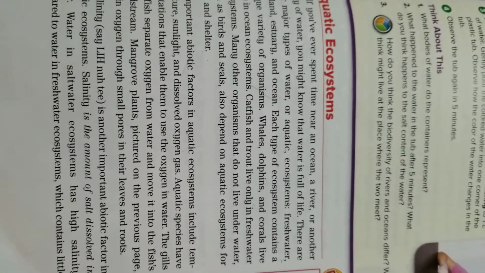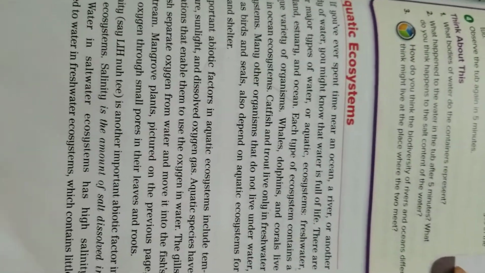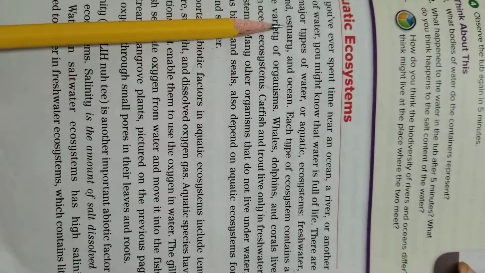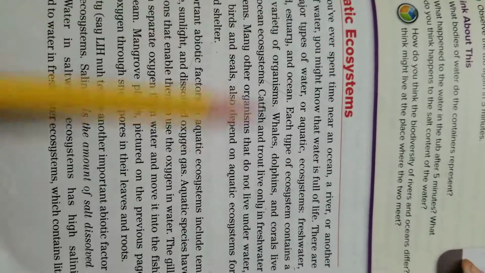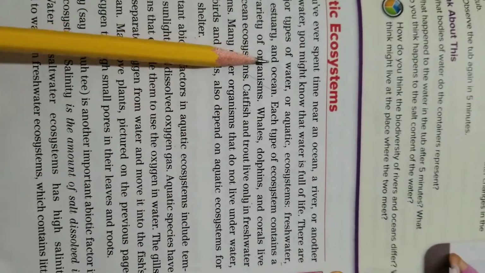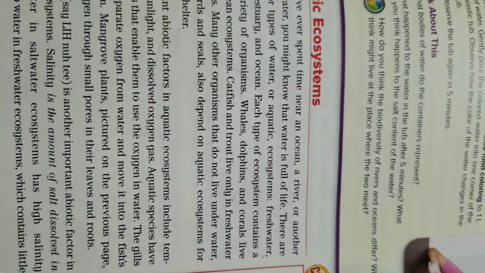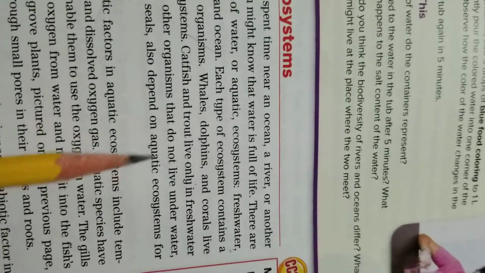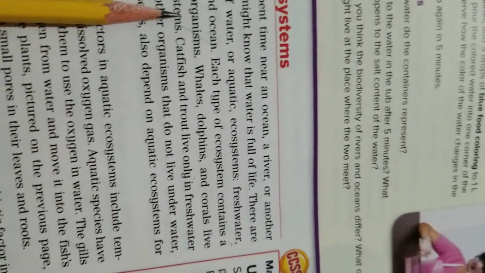Freshwater, wetlands, estuaries, and oceans. Nice pronunciation. This word here is estuary. Some people say estuary or estuary. And what was the last one? And oceans. Excellent. Estuary. So each type of ecosystem contains a unique variety of organisms.